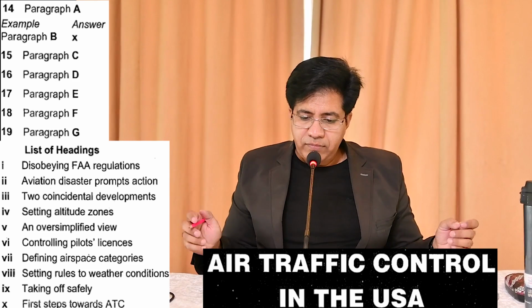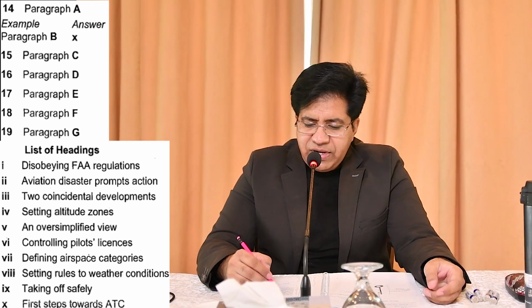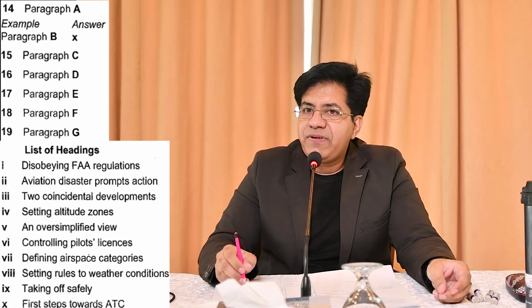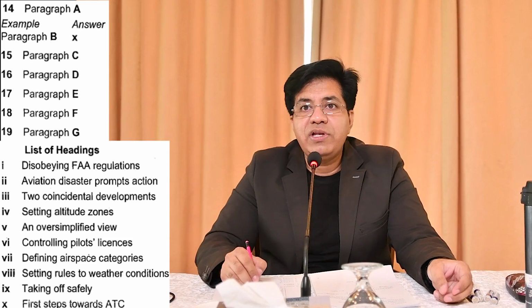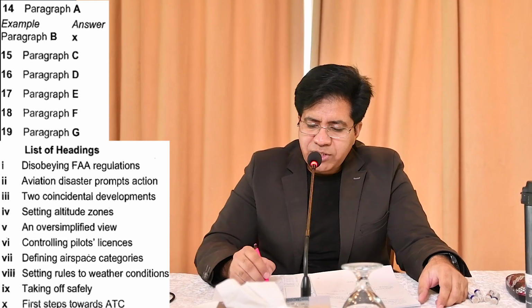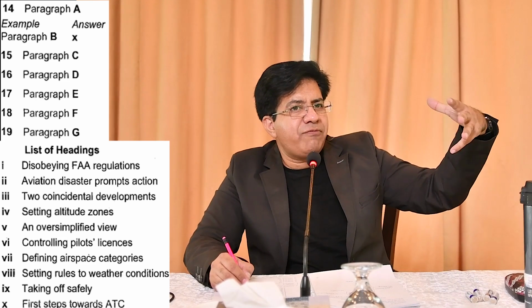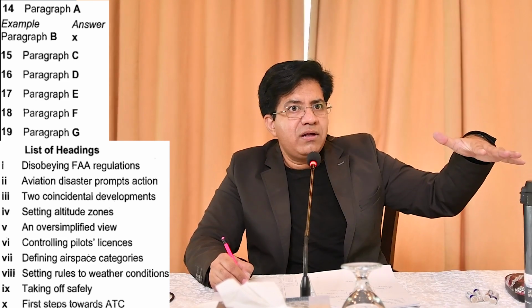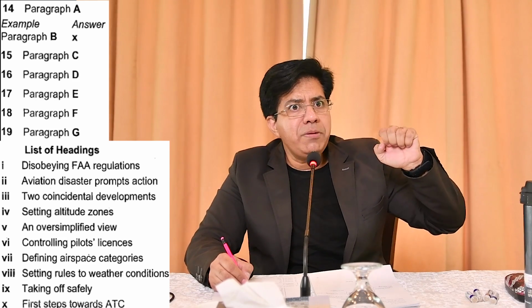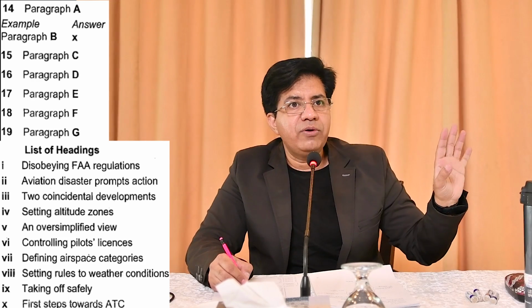Now, we come to the questions here. List of headings. Heading number 1, disobeying FAA regulations. Now, we don't know what is FAA, but just underline disobeying and regulations. Right? Disobey means they don't follow, violate. Heading number 2, aviation disaster prompts action. Now, in one paragraph, they will tell us aeroplane crash. Aviation disaster what? Plane crash. And then after plane crash, they took immediate action. So something that happened after a plane crash, this heading will go there.